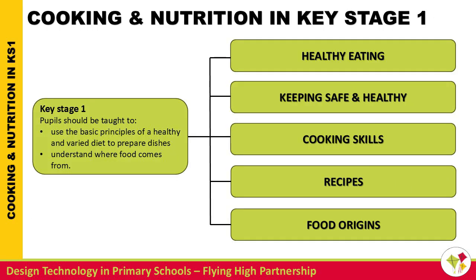In Key Stage 1, we can break down the national curriculum for cooking and nutrition into 5 main areas. Healthy eating, keeping safe and healthy when working with food, knowing and applying a range of cooking skills, knowing how to follow and write simple recipes, and food origins, knowing where food comes from.